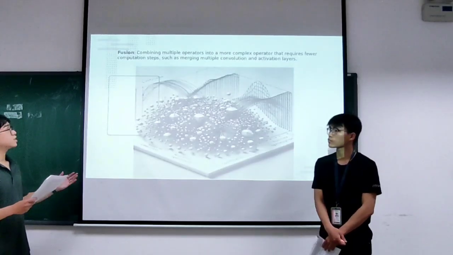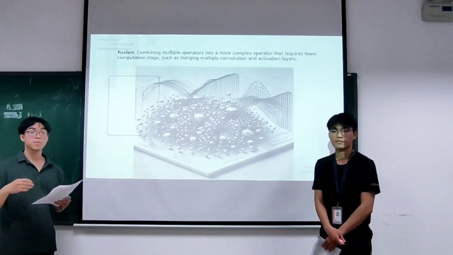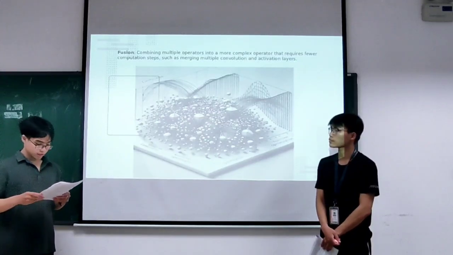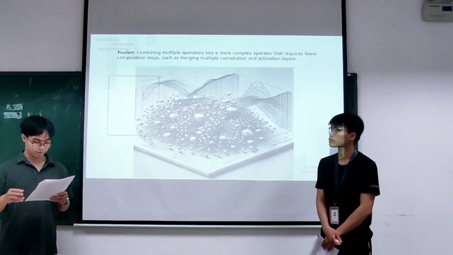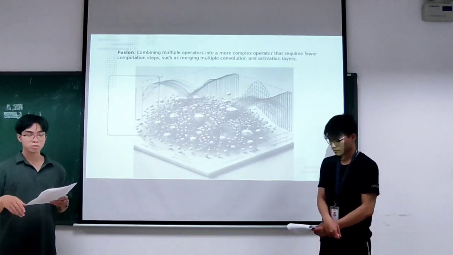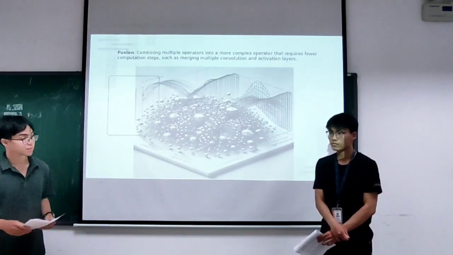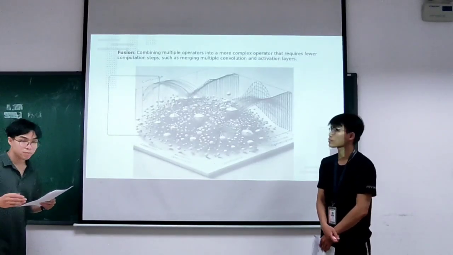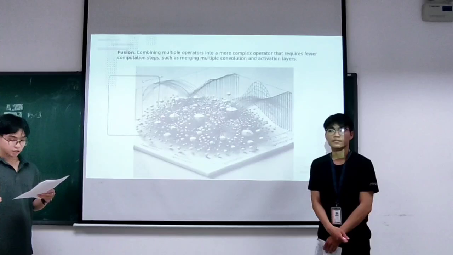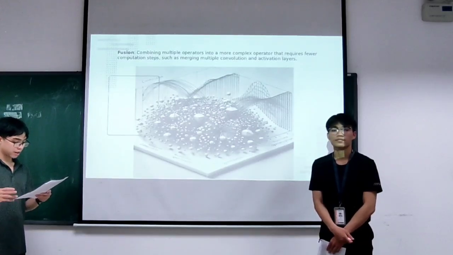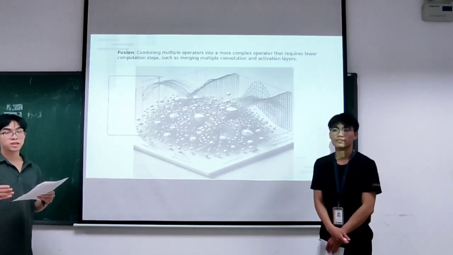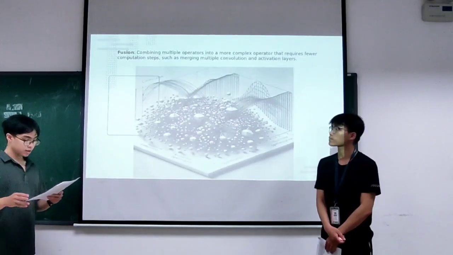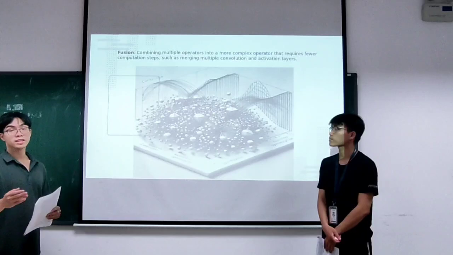And third is fusion. This method combines multiple operators into more complex operators that require fewer computation steps, such as merging multiple convolution and activation layers. Example, in a neural network, instead of performing a separate convolution, batch normalization and activation function in multiple steps, they can be fused into a single operation, making execution faster and reducing memory access.